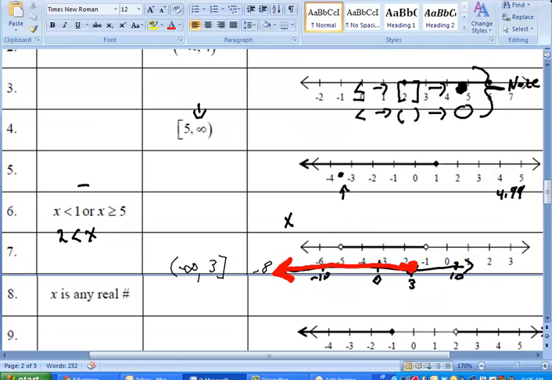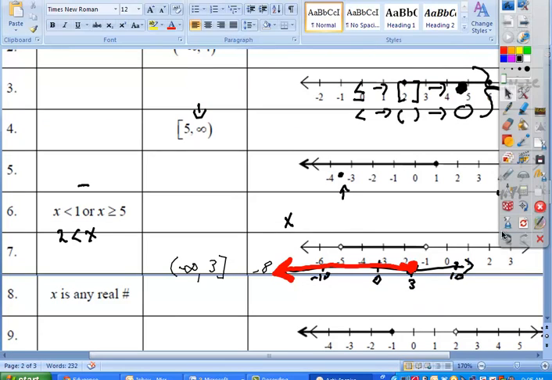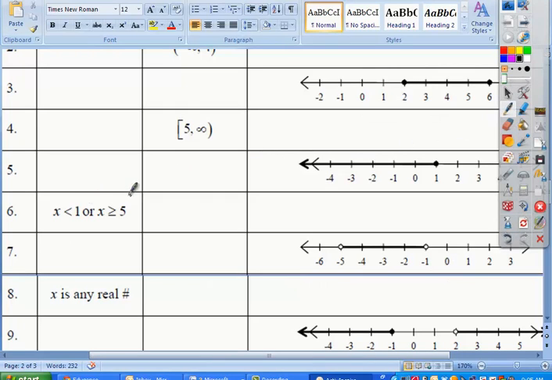Now number 6 is split up into two pieces. You see how it says or? So if I were to draw a graph of this, I'm going to put my 0 down, put my 1 down, and then my 5 down, because I have those two numbers.